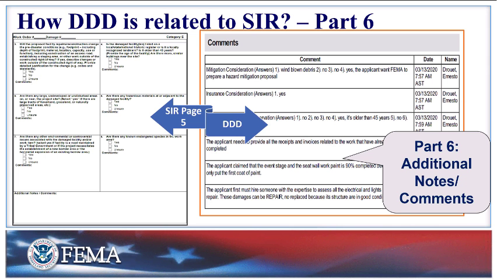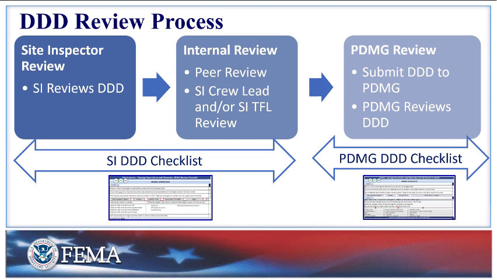What we do not want to put here are the opinions, the site inspector opinions, or anything to do with eligibility. We do not want to put that information there. Next, let's talk about the DDD review process. And as you can see on the screen, we have the DDD review process.